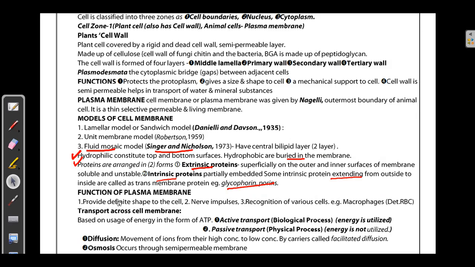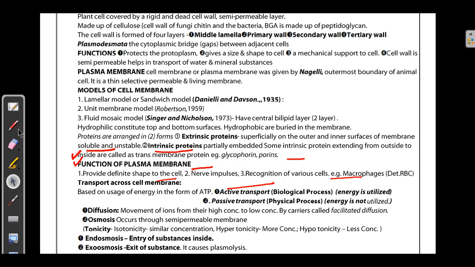Now we're going to look at the functions of the plasma membrane. Then we try to understand how this magical membrane can allow substances in. So first, the functions of the plasma membrane: obviously it provides a definite shape to the cell, and next they help in important processes like nerve impulses, and also recognition takes place over the plasma membrane. So it has a lot of functions.